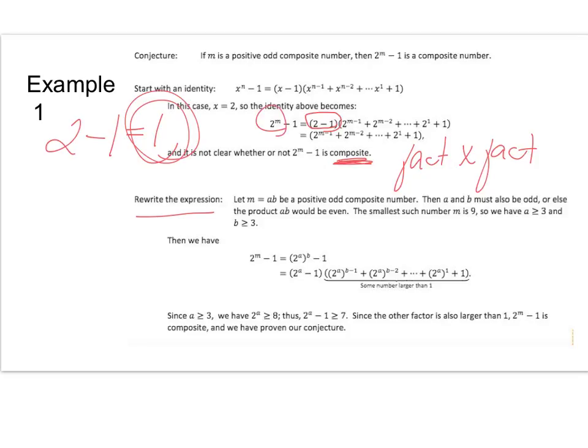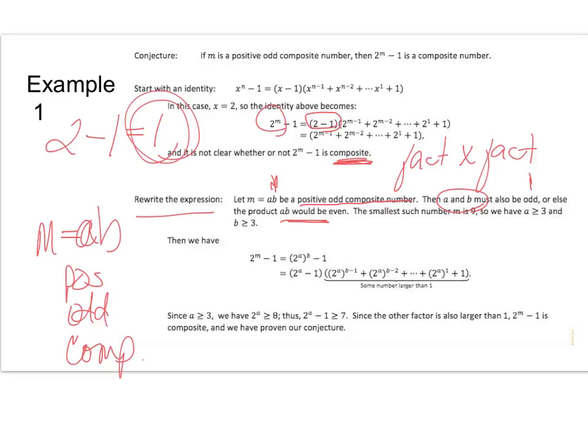Let m, in this example, be AB. Let m equals AB be a positive odd composite number. Then A and B must also be odd, or else the product AB would be even. Positive, odd, composite number would be like 15, for example. The smallest such number is 9. So we have A is greater than or equal to 3, and B is greater than or equal to 3.